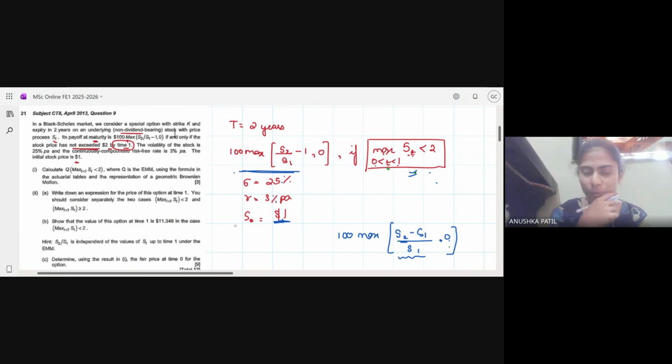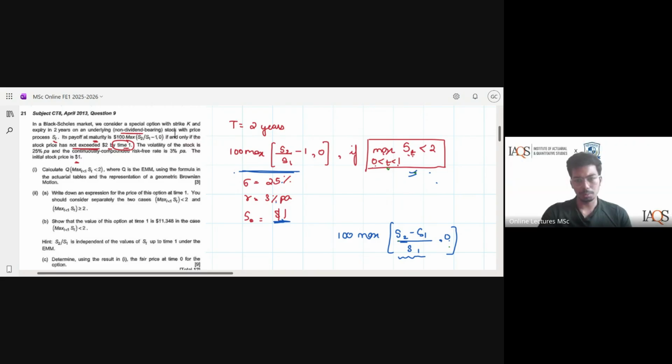Sir, are the project marks counted in our exemption, or only for FE? For FM also, it's counted. For FE also, it will be counted. The weightage is given to you all, but yes, the project marks are counted.